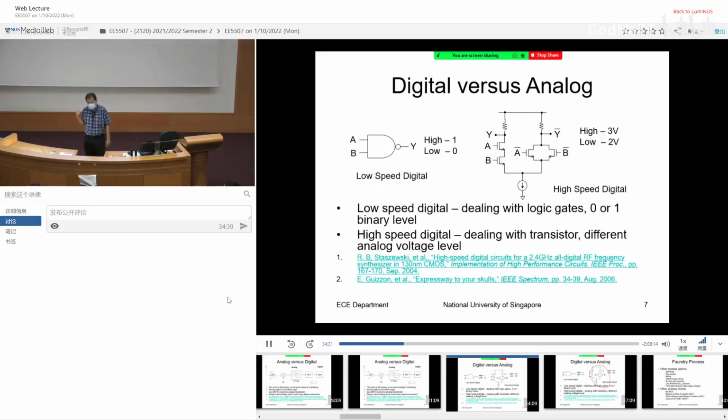But my boss is ridiculous. He asks me to design a digital circuit that can operate at 5 gig. What can I do? Can I just use a simple digital standard cell, and if it cannot do, tell the boss I cannot do it? Or do I have to sit back and think, what contributes to a high-speed digital design?